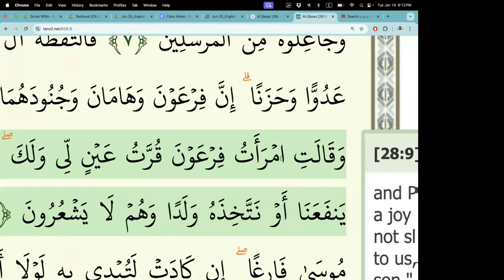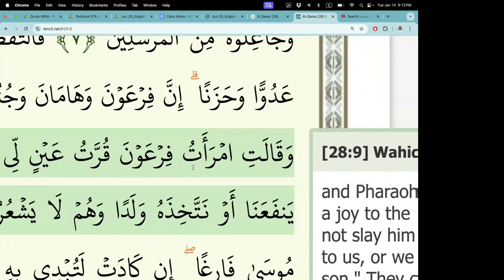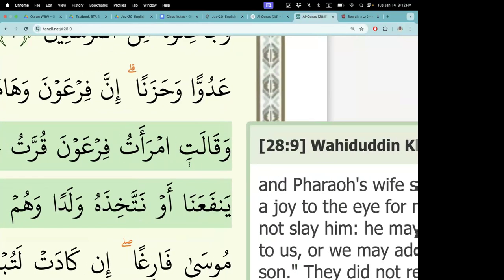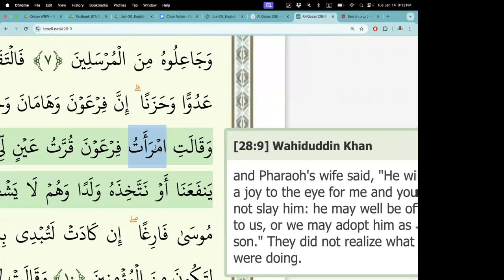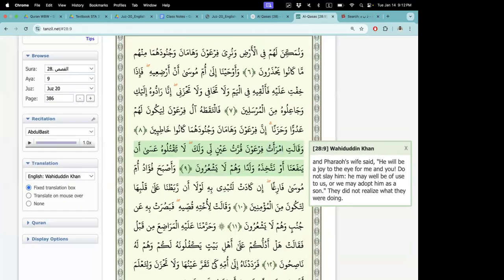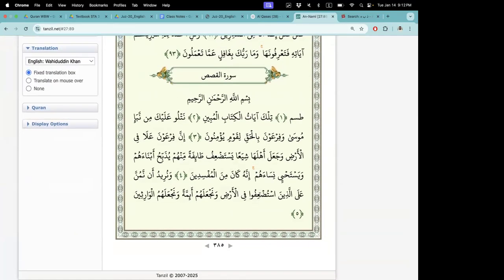وَقَالَتِ امْرَأَةُ فِرْعَوْنَ. Imra'a means what? Woman, right? The woman of Fir'aun. Who is the woman of Fir'aun? The wife of Fir'aun. The wife of Fir'aun said, and then we'll come to that inshallah soon. But this is how the word is used. Imra'a is woman, singular. Nisa is the plural. Okay, so it's coming up inshallah in the ayah.